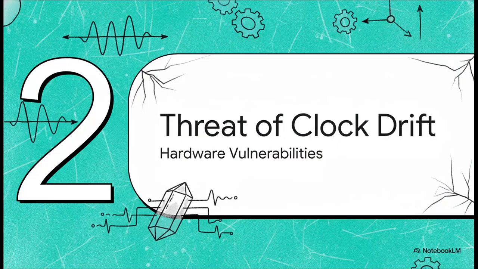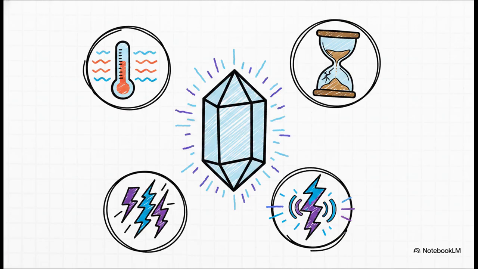Moving right along to Section 2, the threat of clock drift, the physical vulnerabilities of hardware. Now, you might logically think, hey, computers are perfectly digital, they keep perfect time once they're set. Actually, scratch that, they don't, at all. Their clocks are fundamentally based on physical, imperfect quartz crystal oscillators. Let's walk through why they fail to keep perfect time.